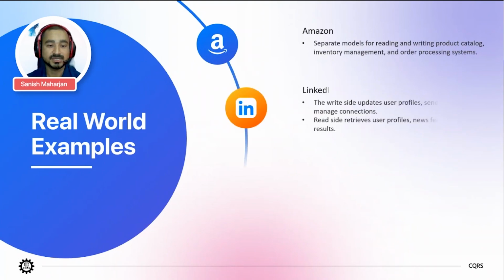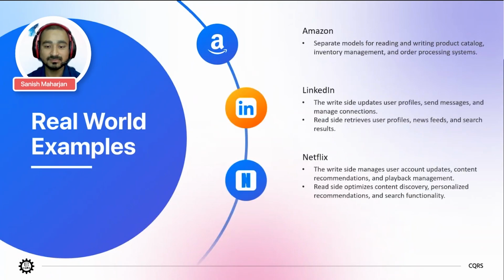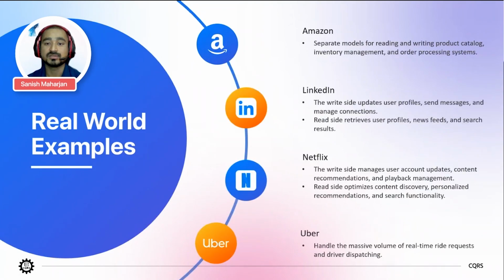So the real world examples. The first one is Amazon. I've actually listed only four of the many real world examples. These four are currently implementing CQRS to improve their performance and to scale the system. Amazon separates the model for reading and writing product catalog, inventory management, and order processing system.